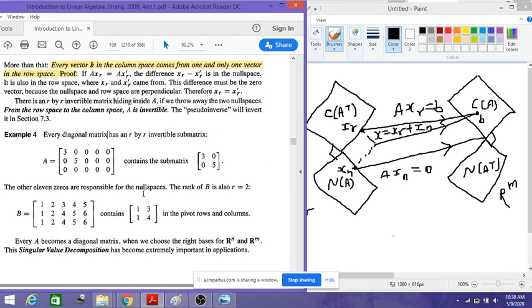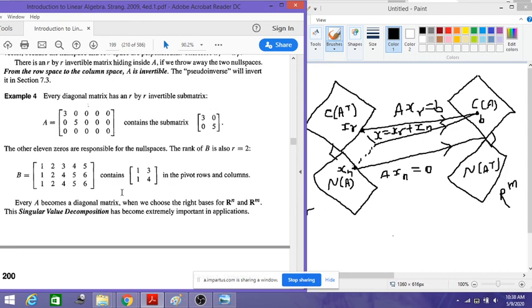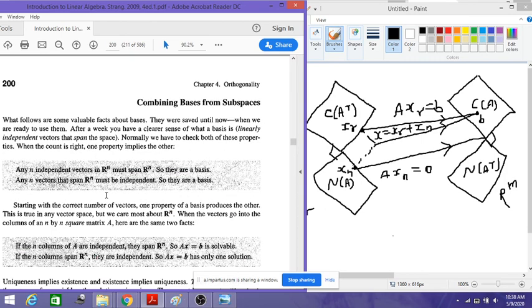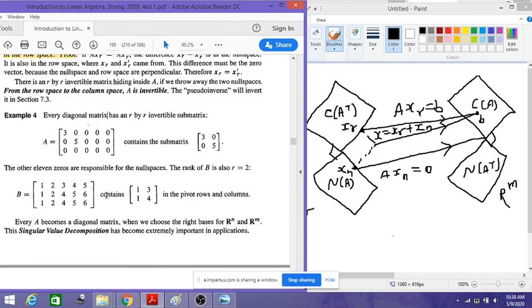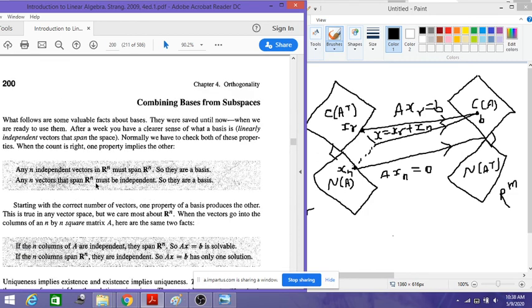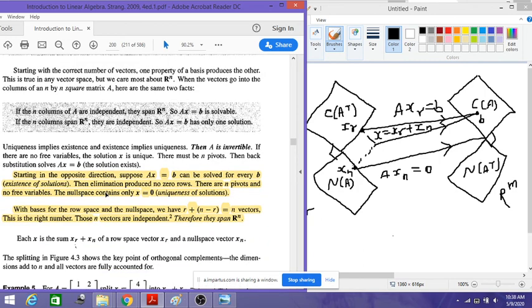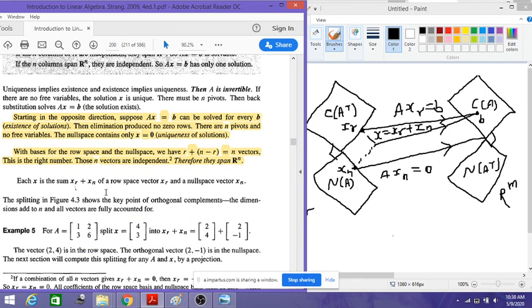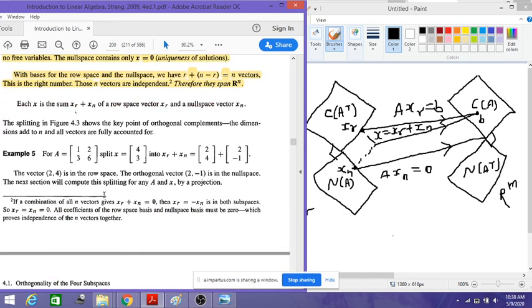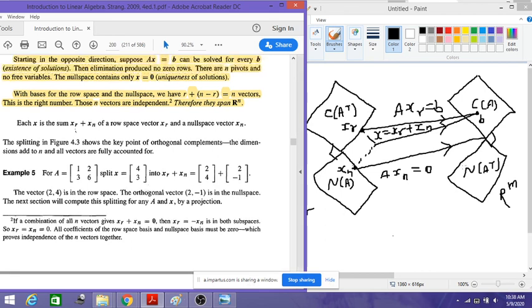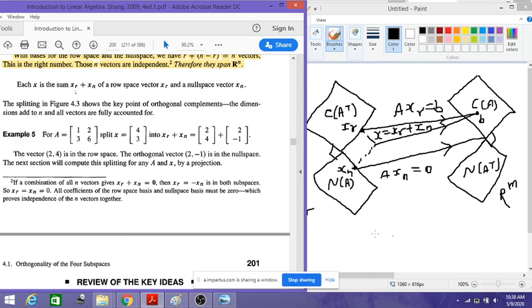So let's take one example here, and that forms the subspace. Okay, we'll go for the next topic. This is already discussed. The same thing is written with the help of an example here.